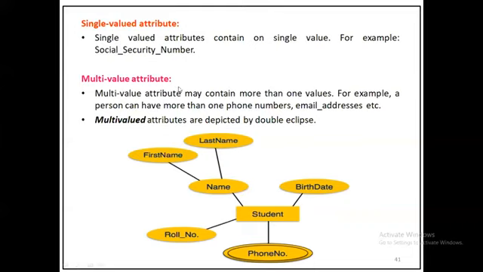Now, multi-valued attribute. A multi-valued attribute may contain more than one value. For example, a person can have more than one phone number or email address. A student can have phone number 1 and phone number 2, and at the same time more than one email address, email 1 and email 2. Multi-valued attributes are depicted by a double ellipse. The graphical representation of a multi-valued attribute is a double ellipse.